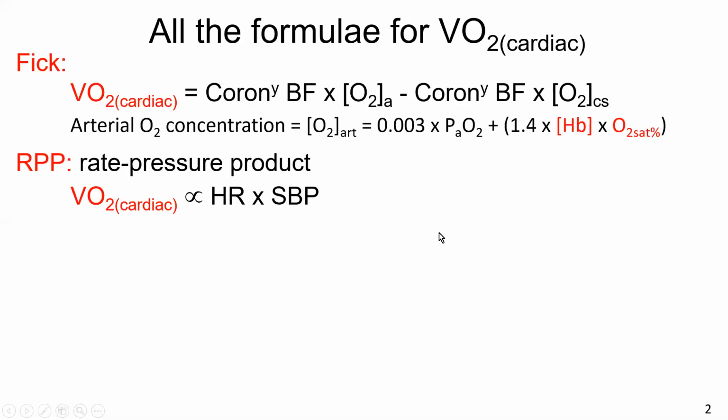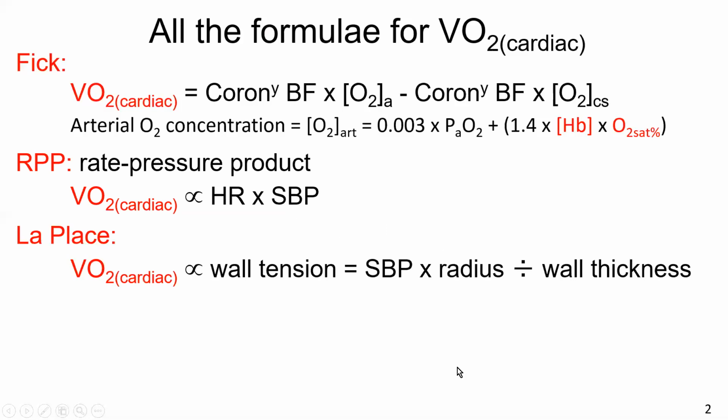When we come to rate pressure product, it's a very simple multiplier of heart rate times systolic blood pressure. So that's quite easy, and it's something that an exercise professional can easily measure both at rest and during exercise. And the Laplace law of the heart, where oxygen demand is proportional to wall tension, is equal to systolic blood pressure times the outside radius of the heart divided by the wall thickness. Again, I've created a whole video on Laplace, and I recommend you watch that video again too.